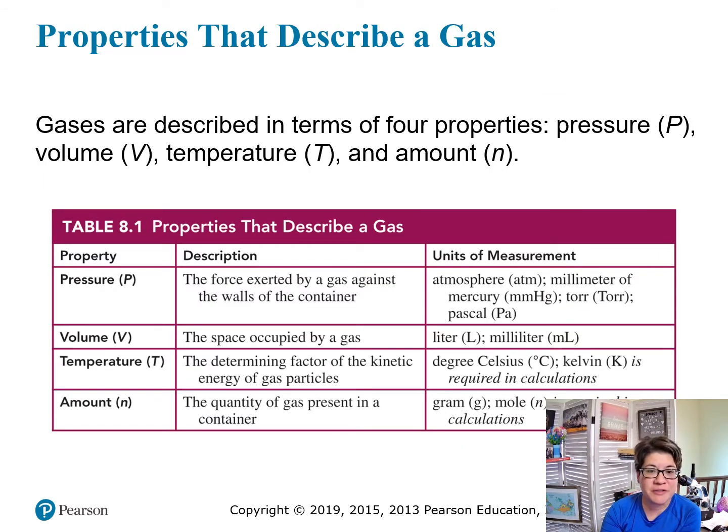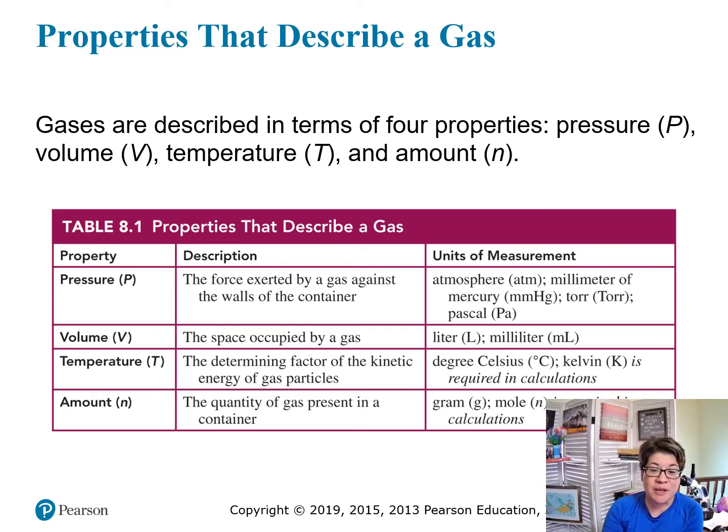So here are some properties that describe a gas. We look at pressure, volume, temperature, and amount, and we're going to use all of these different parameters in the equations that we'll look at. So pressure is how much force it exerts on a container, and that can be measured in atmospheres, millimeters of mercury, torr, or pascals. We'll look at all of these units of pressure. You'll run into them at different times.